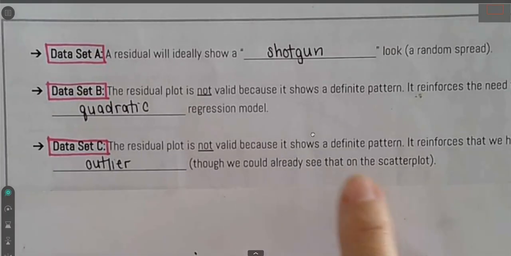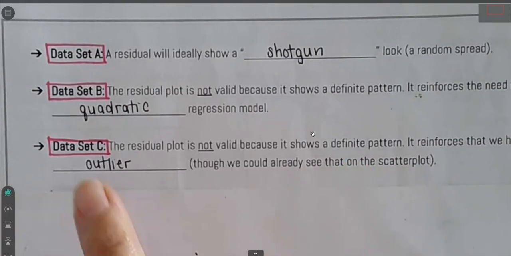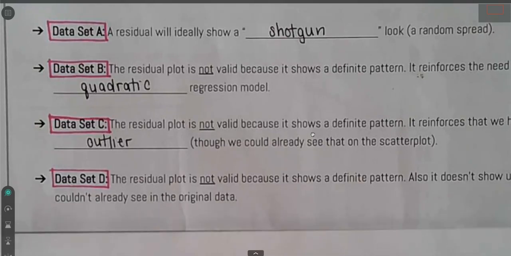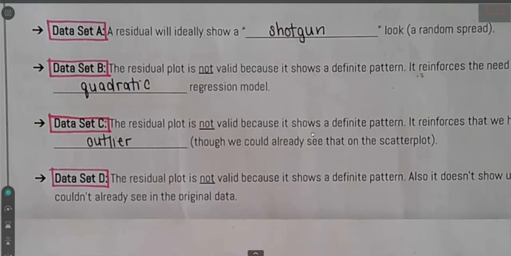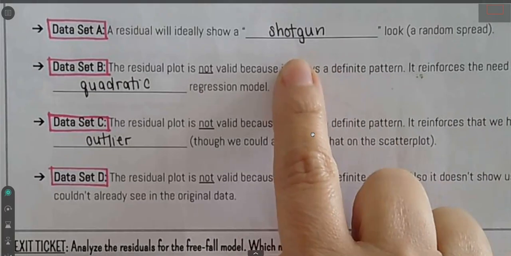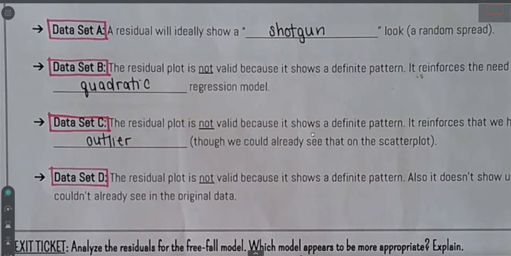Data set C, also a definite pattern. We have an outlier, though we can already see that on the regular scatter plot. Data set D also shows a definite pattern, and it doesn't show us anything we couldn't already see in the original data. So in this case, if you were asked which of these models would best represent the data set, the answer would be A, because the residual shows a shotgun look, a random spread.